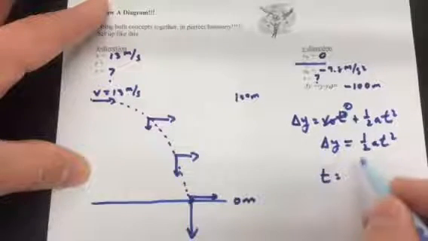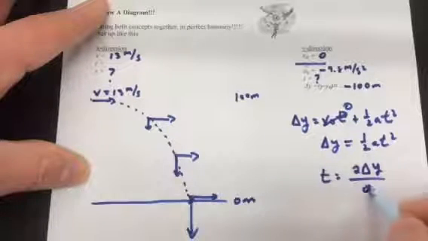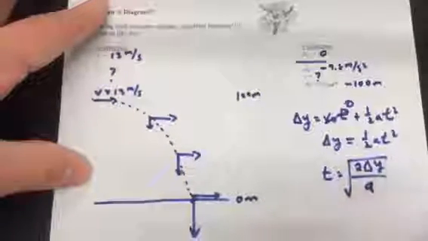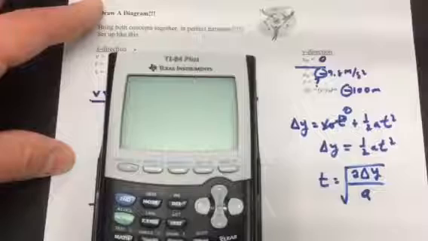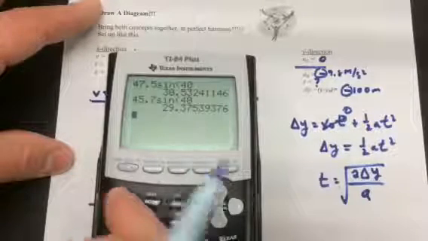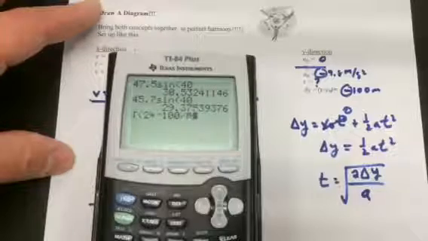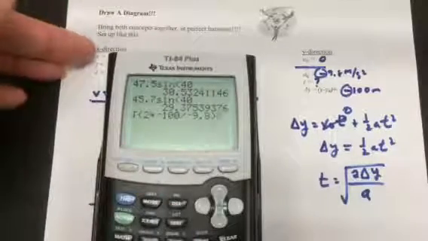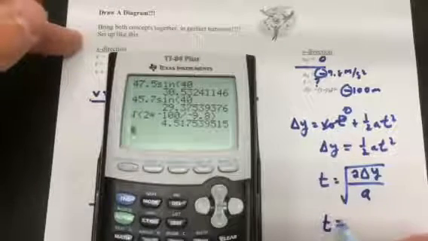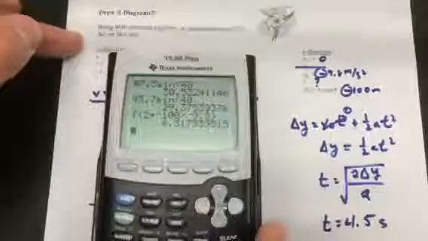so that the time is equal to the square root of 2 times delta y over the acceleration. Okay? So notice that we have this negative here and this negative here. Those are both very important. When we plug it into our calculator, we can do the square root of 2 times negative 100 divided by negative 9.8. Now, if you don't have both those negatives, they can't cancel each other out, and you can't take the square root of it. So make sure you have your negatives. And we get a time of 4.5 seconds.